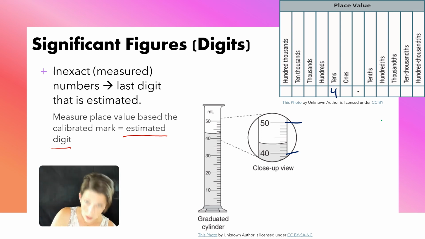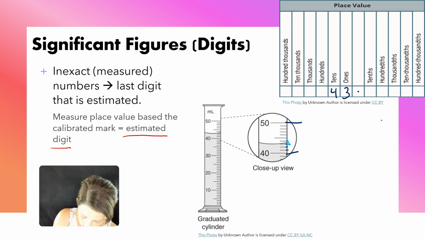We can see that there are lines in between the 40 and 50, and there are going to be 10 of them. That means the ones place is also occupied or known. And so we're going to have 41, 42, 43. So at the 43, not the 44, so we're going to have 43. Those are known places. But what is in between the 43 and 44? That is our estimated digit. So it's going to occupy the next place value over.